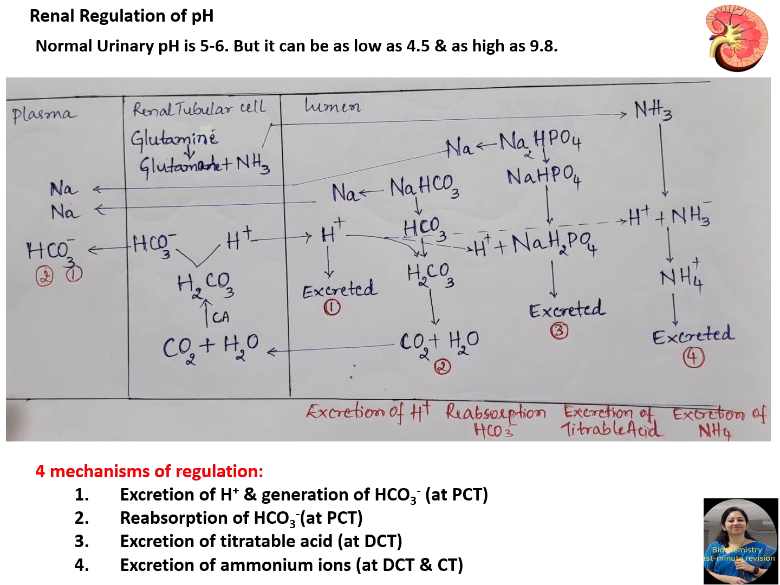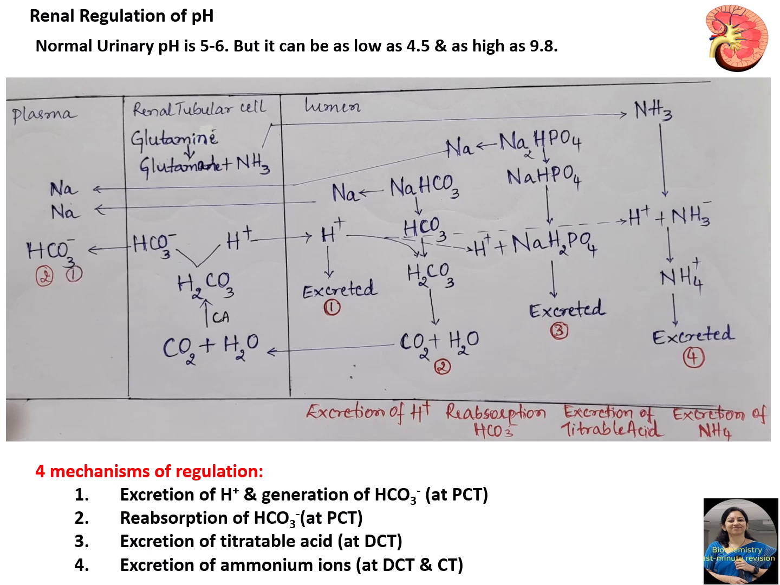The metabolic process in the renal tubular cell produces carbon dioxide, which will condense with water under the influence of carbonic anhydrase to form carbonic acid, and this dissociates as H plus ion and bicarbonate ion. Now this H plus ion gets excreted at the level of PCT, and this bicarbonate ion is reabsorbed back into the circulation. So this is the first mechanism of regulation of pH by our kidneys: excretion of hydrogen ion and generation of bicarbonate ion at the level of PCT.